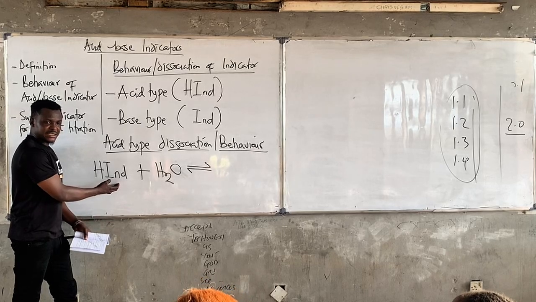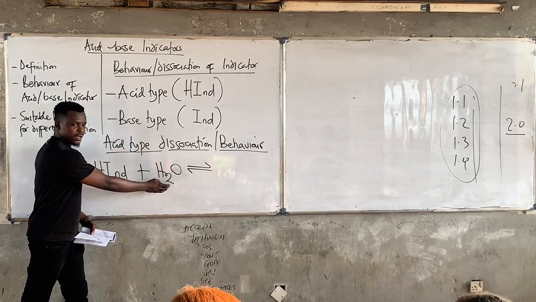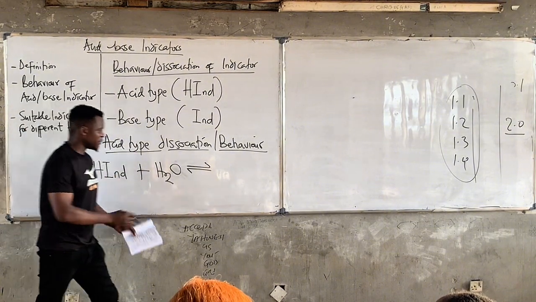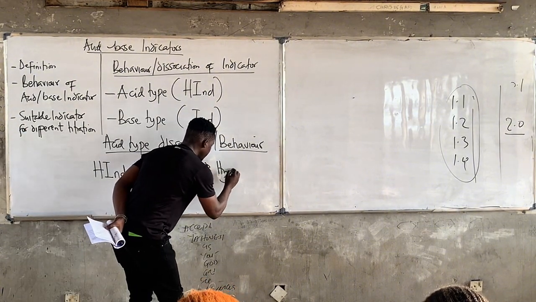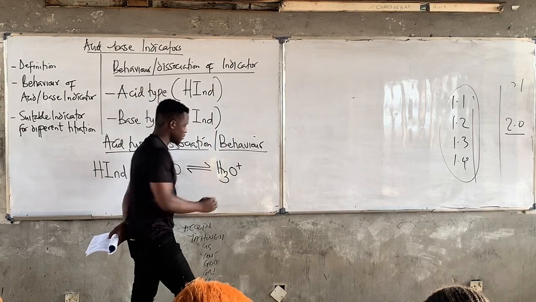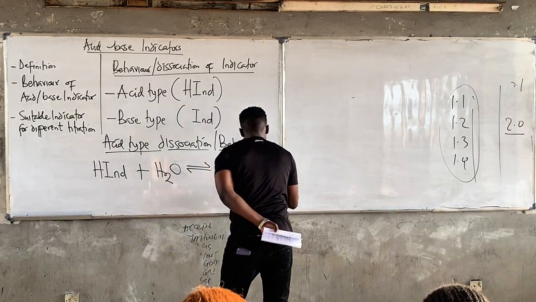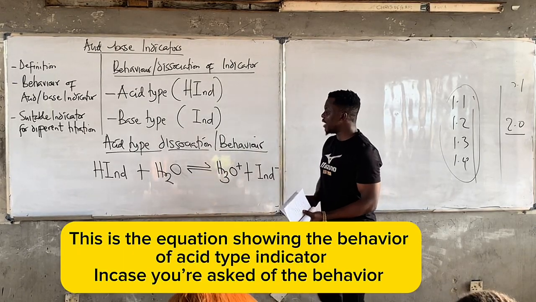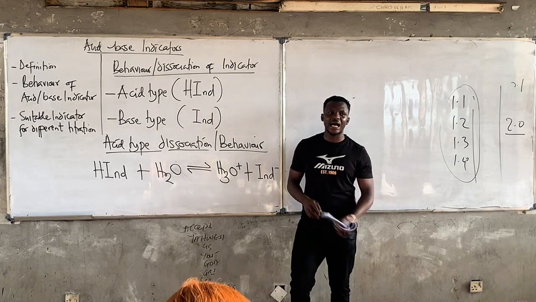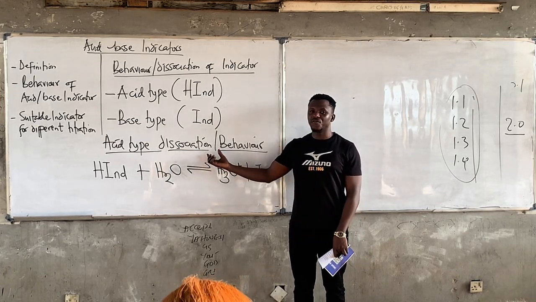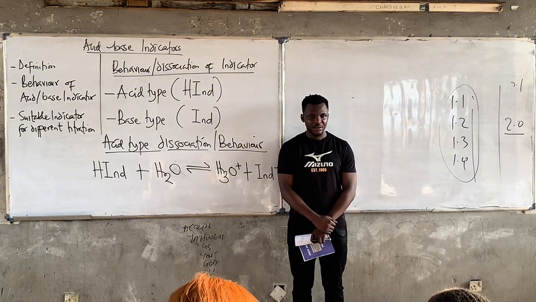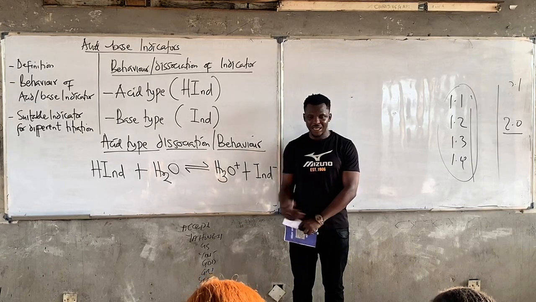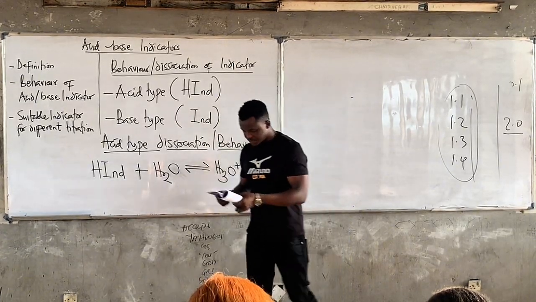This is acting as an acid. The water is acting as what? So this is going to donate hydrogen. This will do what? Accept. So this becomes H3O plus and Ind minus. This is the behavior of acid type indicator. In exams, if you're asked the behavior of acid type indicator, this is it. How does it behave? It behaves in the sense of donating what? Hydrogen. So that is the behavior. All right.